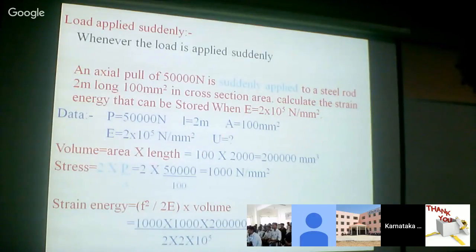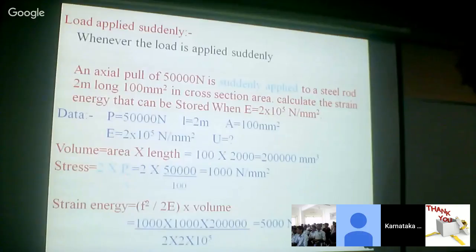Now, very simple, volume is area into length. Here we have to concentrate on a change in the relationship for stress. Till now we have been discussing only P by A, because in every case the load was applied gradually. But in this case, when the load is applied suddenly, the stress induced in the material is twice the normal stress. Isn't it?